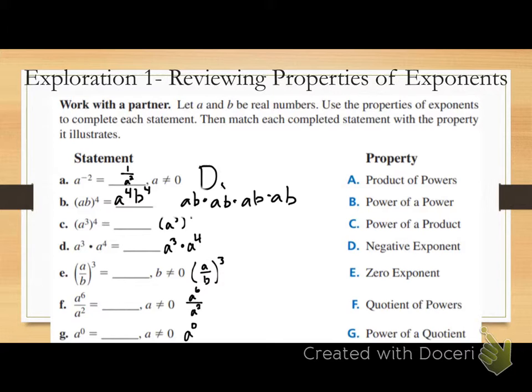So a little kind of trick. In the parentheses, what are A and B's understood exponents? 1. So we can multiply each exponent inside the parentheses by the exponent outside the parentheses. So 1 times 4 is 4, and 1 times 4 is 4. So A to the 4th, B to the 4th. Everyone see that for letter B? Which property is this?